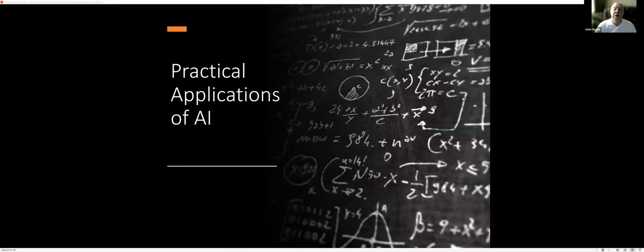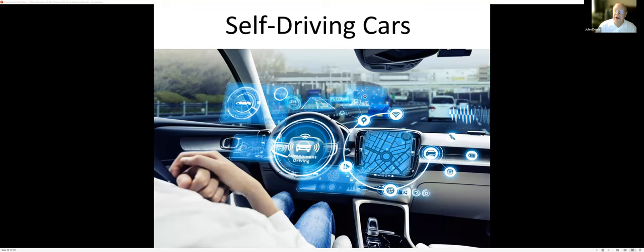So let's take a look at some practical applications of AI to provide a foundation. Self-driving cars, that's an example that we're getting comfortable with more and more, autonomous driving. There are a number of challenges that remain, particularly under difficult circumstances like night, snowstorms, that kind of thing.